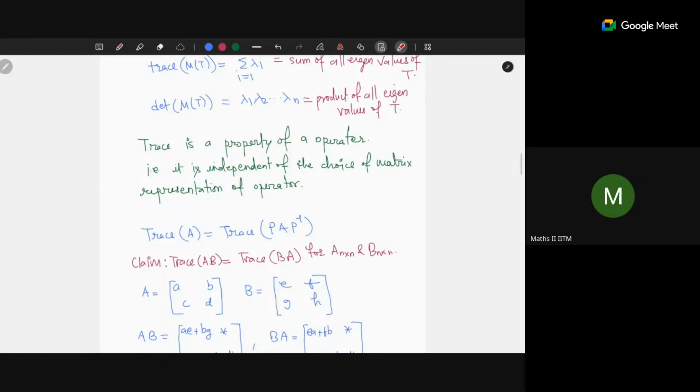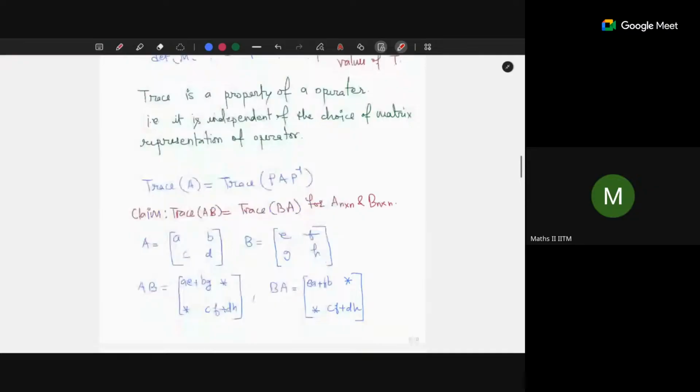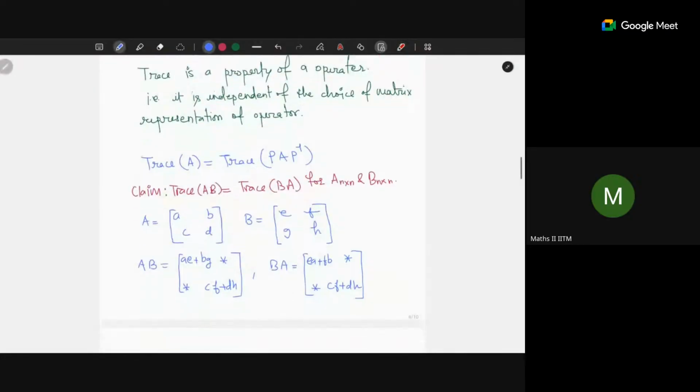All right. So how do we prove that trace of AB is equal to trace of BA? I will take the simplest case, n equal to 2, for 2 cross 2 matrices. Suppose you have two matrices, A, which is a, b, c, d, and B, which is e, f, g, h. If you take the product, we only need to focus on the diagonal entries. We don't need to look at the other entries.